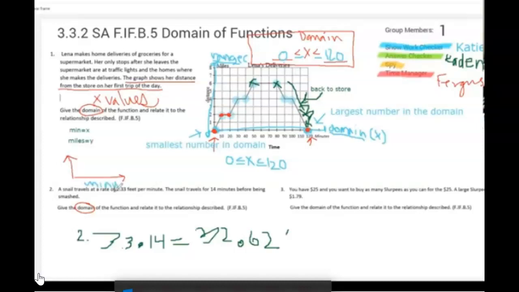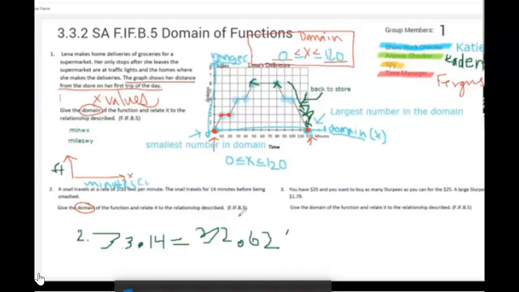So we have distance and we have time. Which one is the control? Which one controls the other? Okay, Katie, you're writing in minutes along your X-axis. Is that consistent with what happened up here on our X-axis? Time. Okay, so this would be feet. Good. So time is our domain.